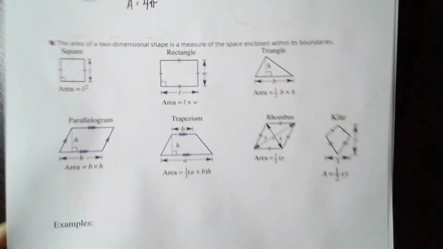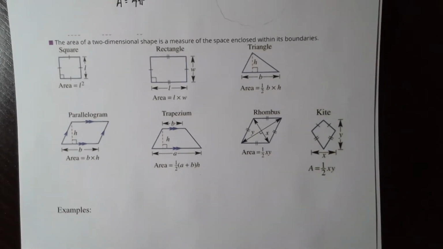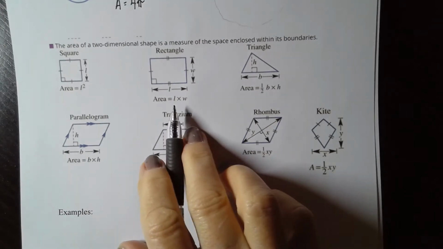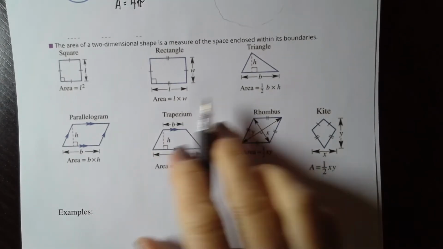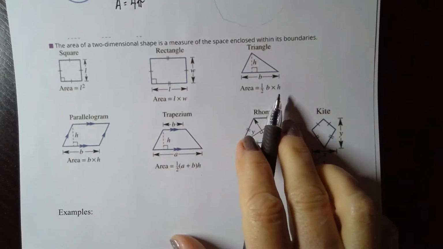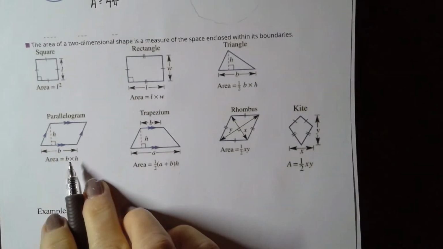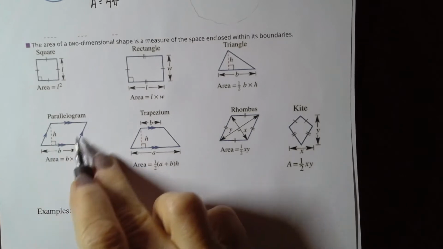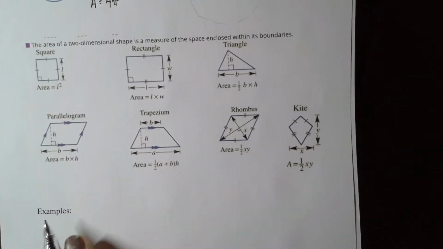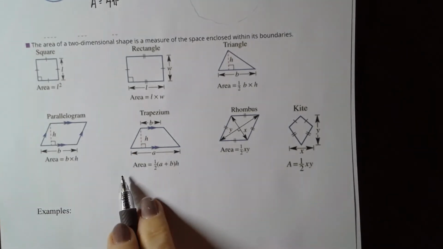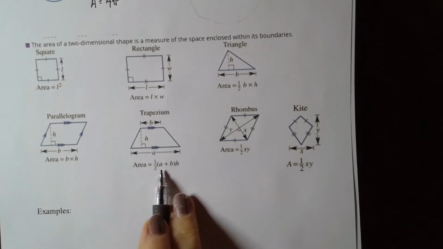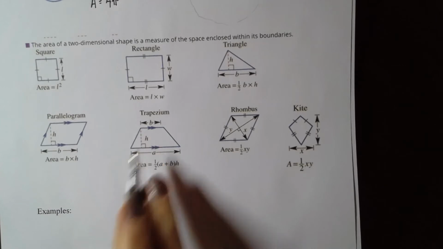All right, let's look at these. These are just revision. So square is one side squared. Area of a rectangle is length times width. Area of a triangle is 1/2 base times height. Area of a parallelogram is base times height. Remember, you don't use this side, you use the height, perpendicular height. A trapezium is 1/2, and then I add up these parallel sides, a plus b, times the perpendicular height.